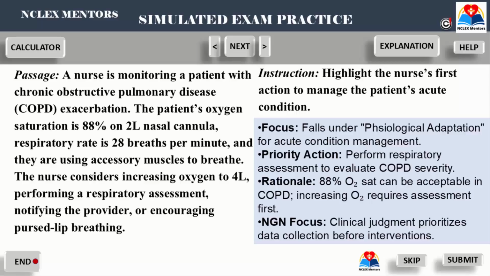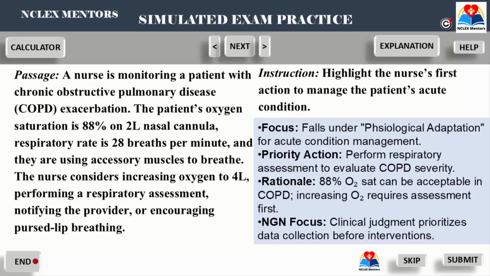Now let's briefly walk through the other options. Increasing oxygen to 4L. Sounds helpful at first glance, right? But here's the thing. COPD patients often have a target oxygen range of 88% to 92%. Going too high can suppress their respiratory drive, especially if they rely on hypoxic drive to breathe, so increasing oxygen might be dangerous without a full assessment.